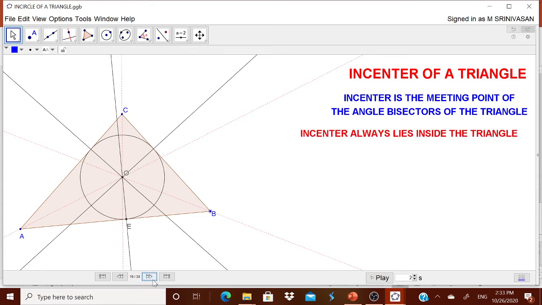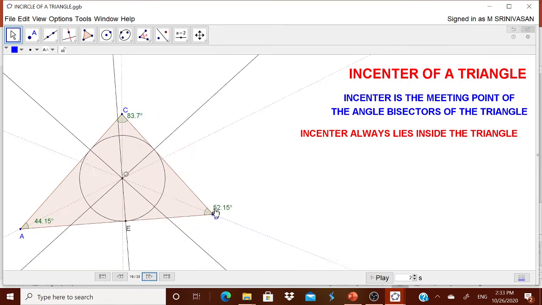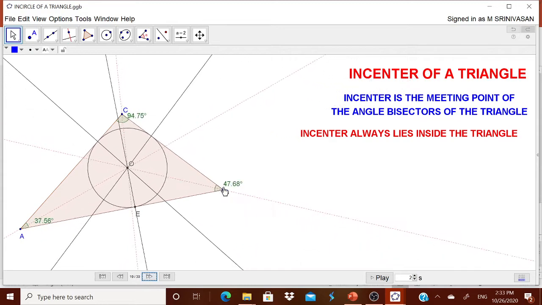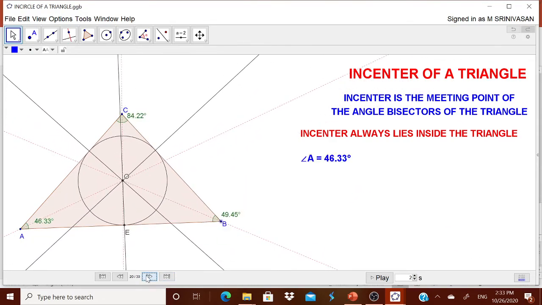We will tell them that in-center always lies inside the triangle. Whatever may be, whether the triangle is an acute triangle, obtuse triangle or a right triangle, the in-center will be always inside. The child can come and verify it by converting it into an acute angle triangle, obtuse angle triangle or a right triangle.